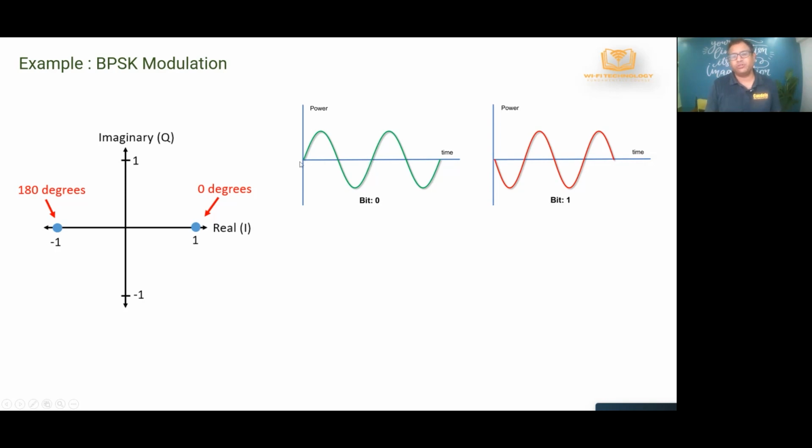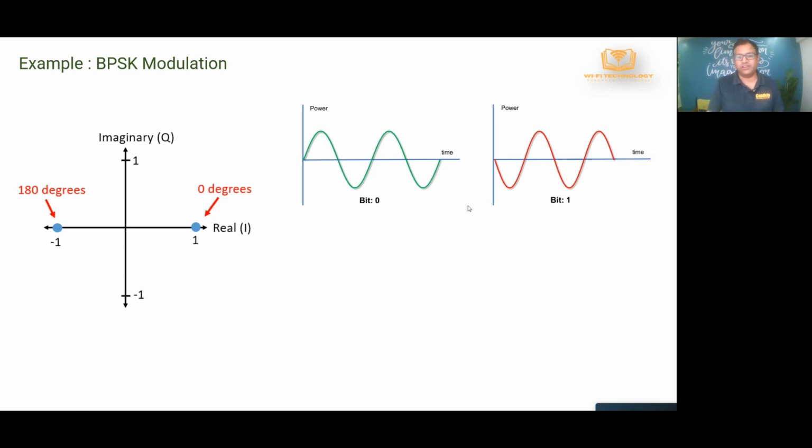So if you are starting the transmission at this phase, then it is 0 phase. If you're starting it here, then it is 90 degrees phase. If you're starting it here, then 180 degrees phase, and so on. So now if you're starting here, then you're at 0 degrees phase, and you're sending bit 0. Then if you are starting here at this point, then you're sending at 180 degrees phase, and that is a bit 1. Right? So that is how BPSK works.